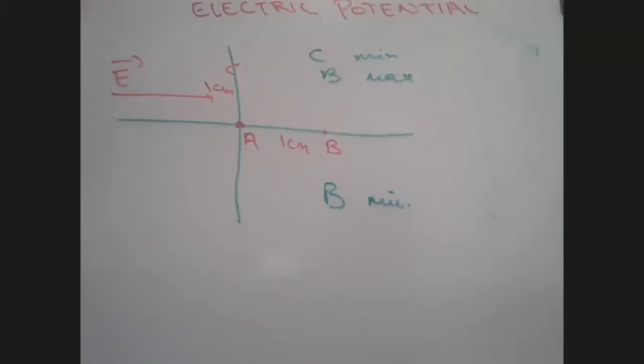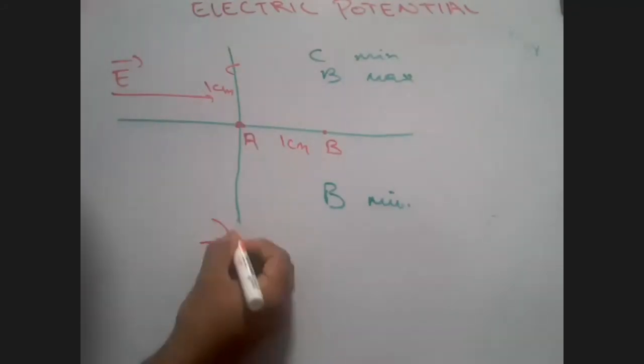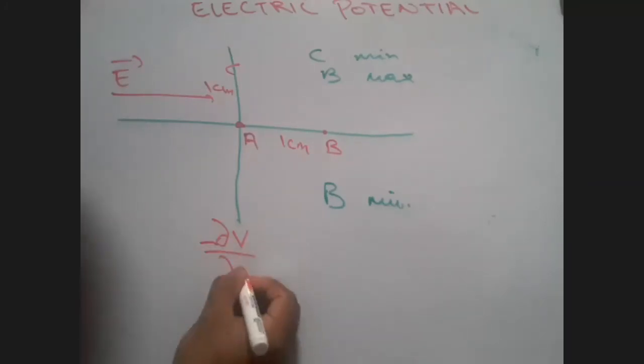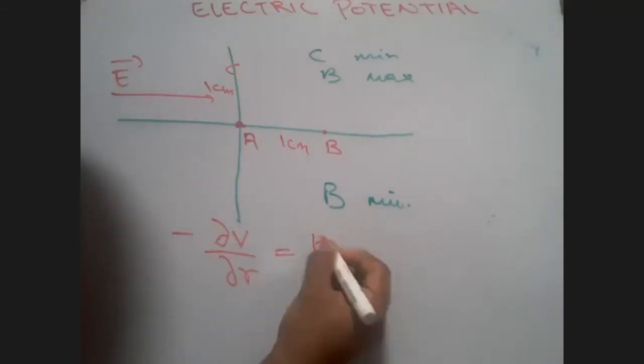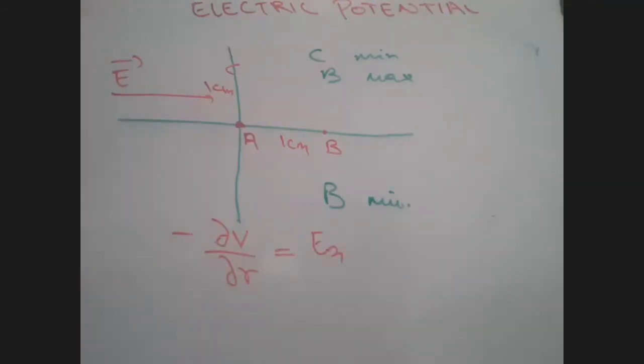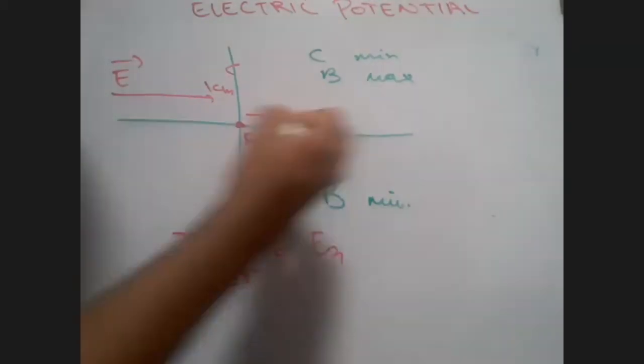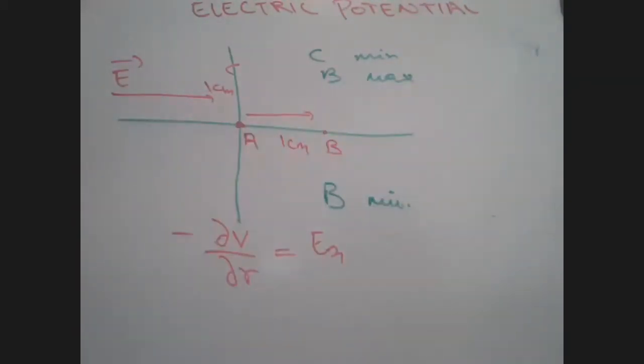See, look here. Just now we derived the equation. I told you that these simple things will help you to solve many things. It is minus dV by dr equal to Ex. Same thing goes for y, same thing goes for z. If I move in the direction of the x-axis, and electric field is in the direction of the x-axis, what is going to happen to the potential? It's going to decrease, no? So someone told me that B is minimum.